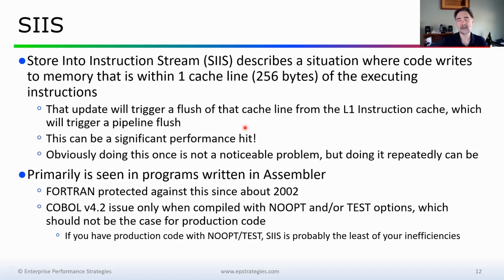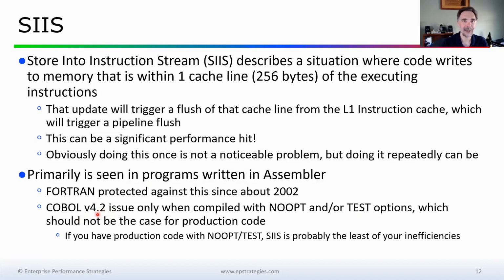Now, this problem is really an assembler language problem, at least from a modern perspective. COBOL and Fortran have had issues with this in the past, but by the past, I mean circa the early 2000s, right? Fortran has protected against this since 2002. COBOL version 4.2 had a problem with this, with no opt-in test.